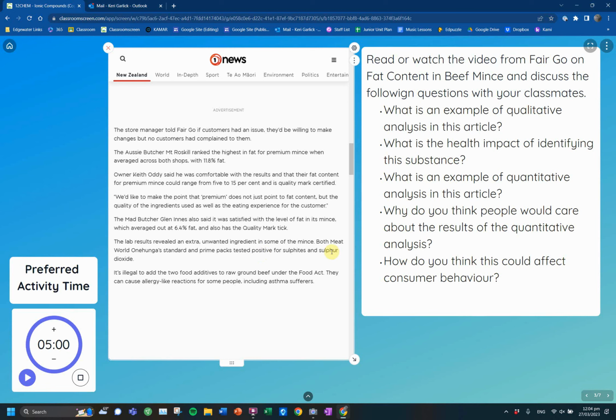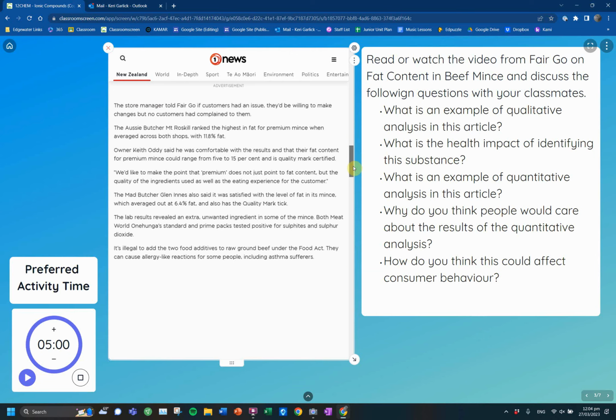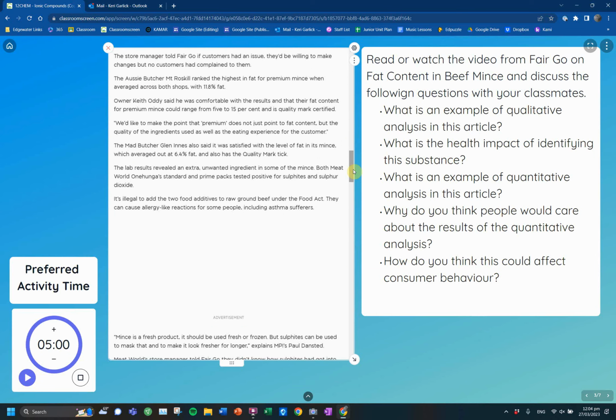So sulfites are different from the sulfates. You guys identified sulfates or potentially sulfates in the ion identification assessment. In this case, we're talking about the sulfites, and also sulfur dioxide. Both of these things are food additives that some companies use to make the meat look fresher, when in fact it's not. It is illegal for them to do that because people do have allergies to it. So it's really concerning that they have identified it.